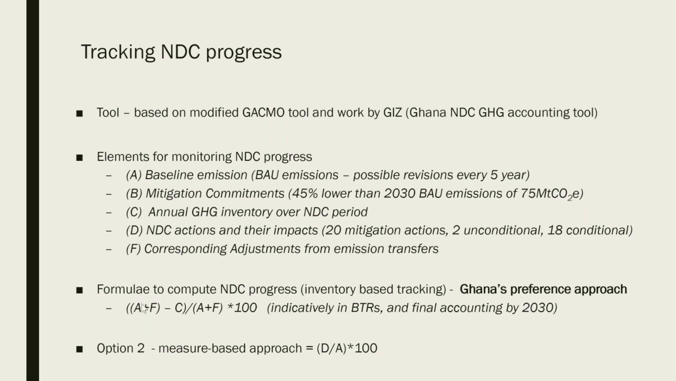So for us, we are computing the annual emissions plus any corresponding adjustment minus the annual GHG inventory results to see the performance of the country's effort to attain its own targets. And this we intend to provide as indicative reporting in the BTR, and we intend to do the final accounting by 2030. There's also an option of choosing option B, which was also proposed within the GIZ tool, to simply compute the effects of these actions and compare it with the baselines. So I'll quickly do a demo.